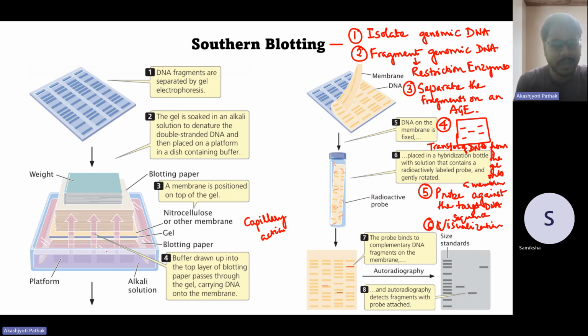Okay. So what happens is, as you can see in this figure, there is a support, and on the support, the blotting papers are placed. So the blotting paper is placed such that it can dip in the buffer.